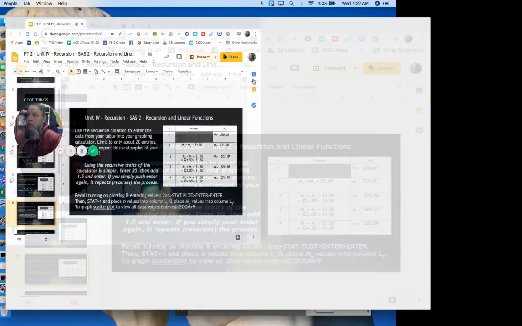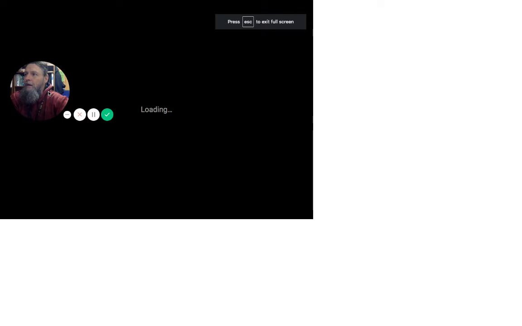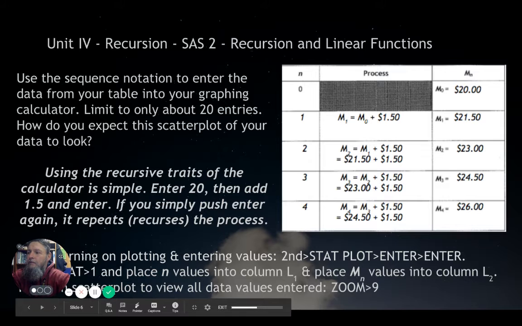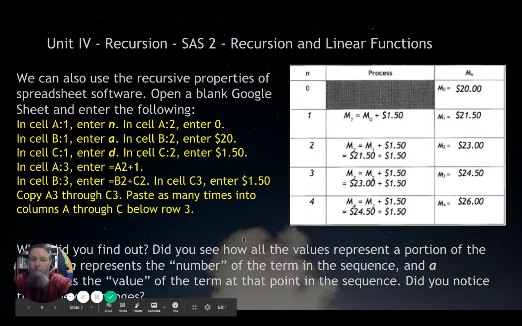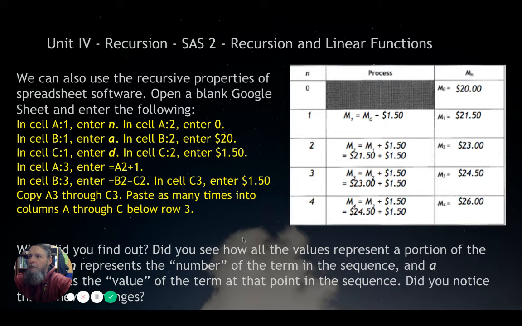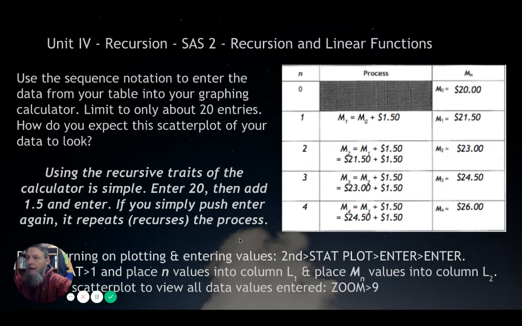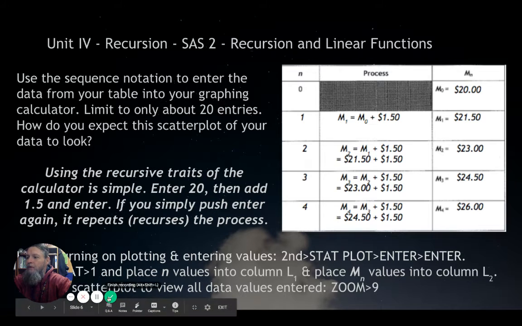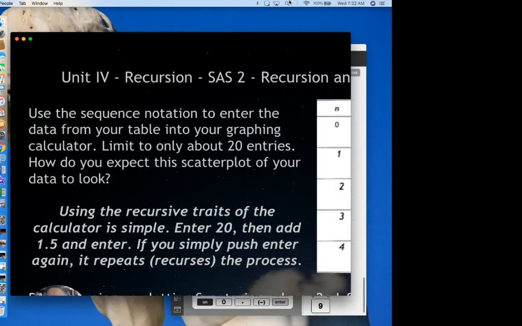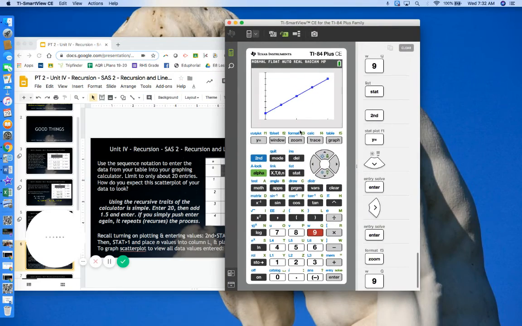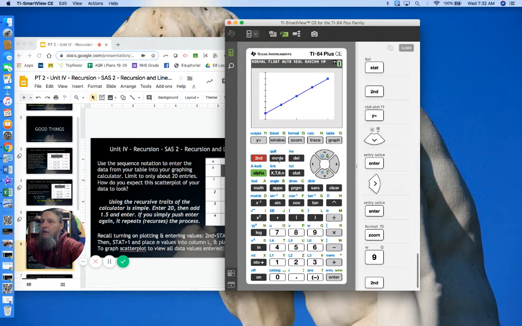Present mode. Move my ugly little mug down to the bottom. We can use the recursive properties of spreadsheet software. Let's go back. I want to show you how to use the recursive traits of the calculator real quick. Let's get that. I'm going to show you. So let's take a look at this. Second, quit.